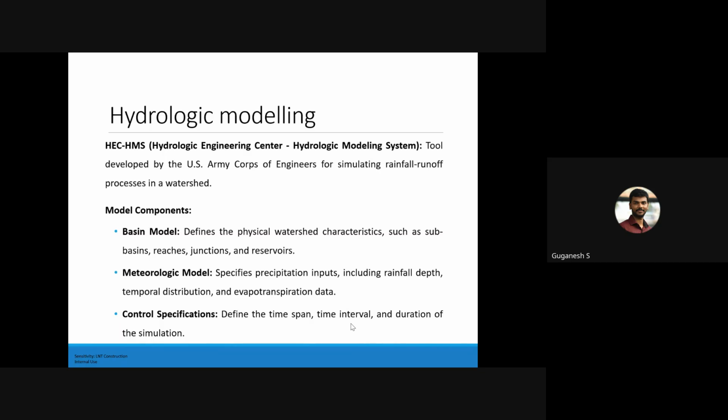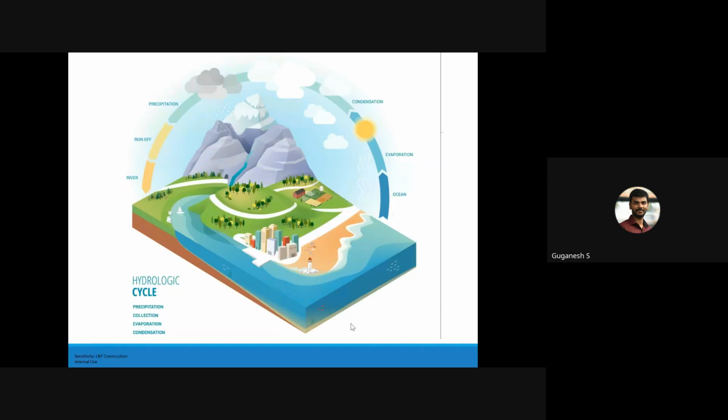So we have analyzed the rainfall for the particular area. This rainfall is converted to IDF curves, and from the IDF curve we will be calculating the hydrograph that is given as the input for the hydrologic modeling. Then coming to control specification, we will be defining the time span, time interval, and duration of the simulation for hydrologic modeling.